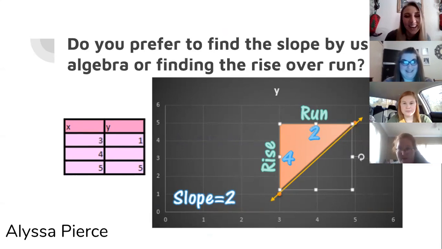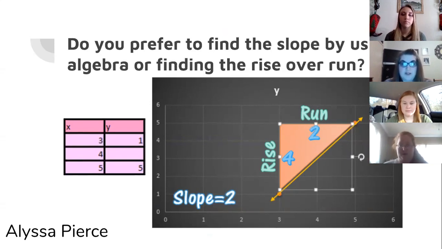Okay, Alyssa, do you prefer to find the slope by using algebra or using the rise over run method? Well, as Heather just explained, she used the algebra, so I personally like to use the rise over run. I'm a visual learner, so when I graph this type of problem on Excel, I can solve it quicker. For example, on question 3 of the homework, the line was able to perfectly fit a right triangle, making it simple to find the slope.